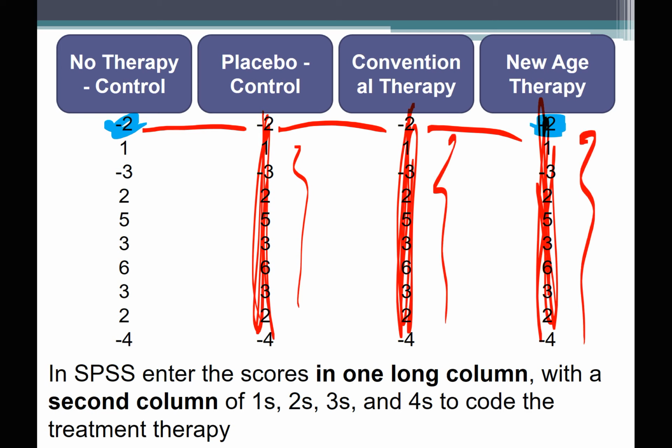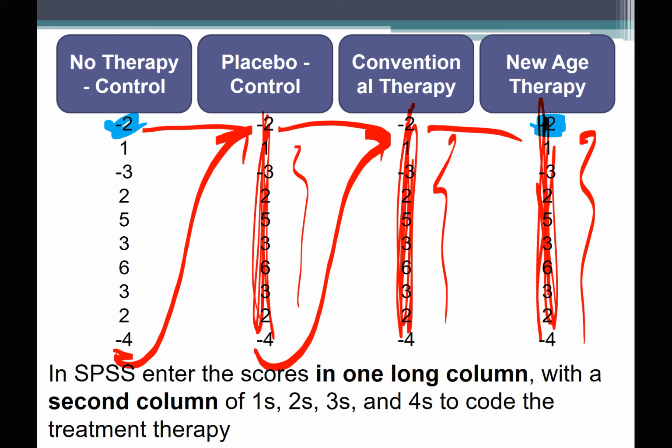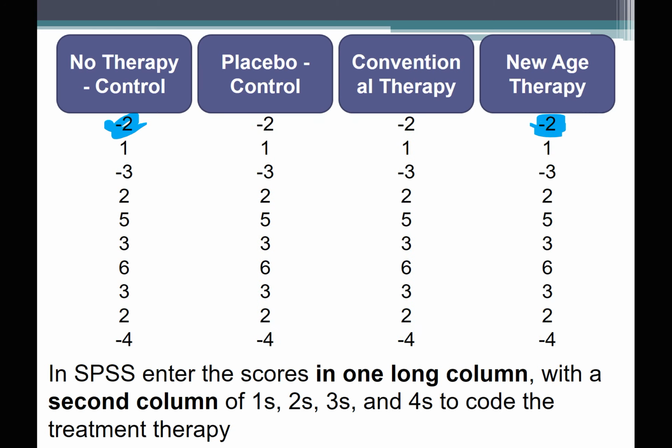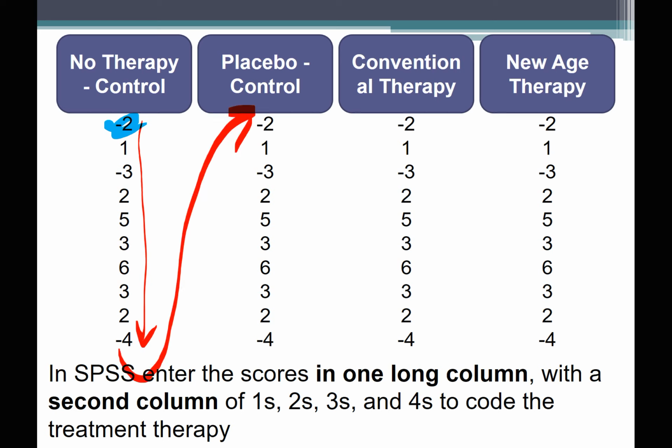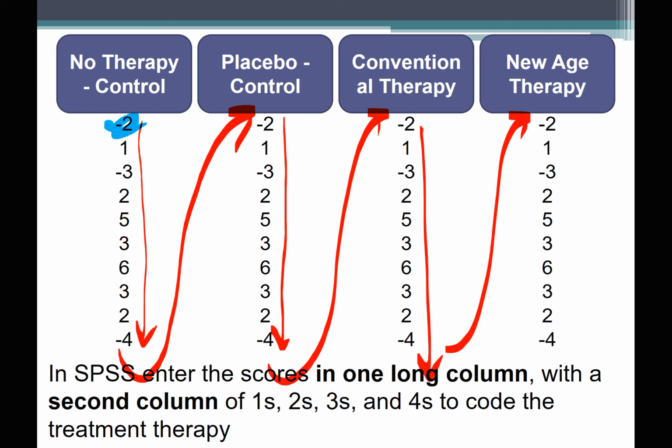in SPSS, you would enter those scores in one long column, right? So at the end of this one, we would go up to the next one, and then up to the next one. Well, let's clean this up a little. Assuming the numbers were all right, we would start here and put all these in a column, then when we got to the end, we would just keep numbering down, all in the same column. So you would have one long column with 40 numbers in it.